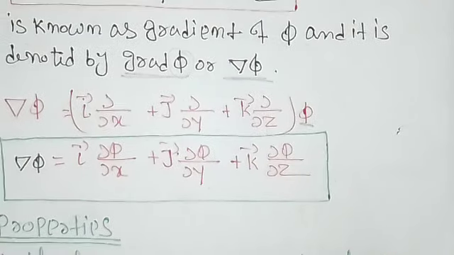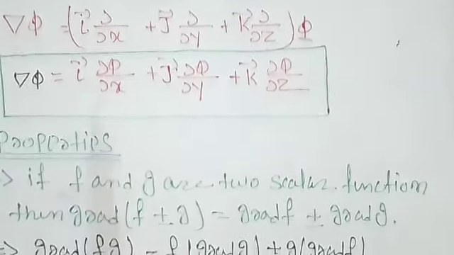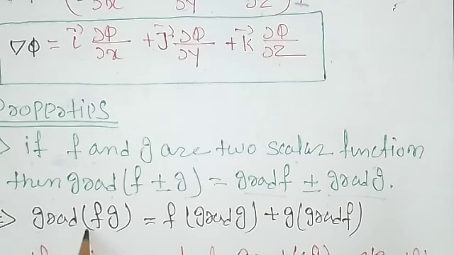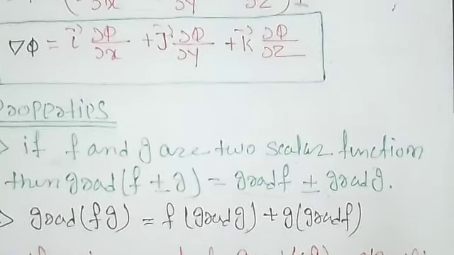Then there are the properties of the gradient of a scalar point function. You should know that if f and g are two scalar functions, then the gradient of f plus or minus g can be written as gradient of f plus or minus gradient of g. Similarly, for two scalar functions f and g, the gradient of the product is f of gradient of g plus g of gradient of f. These are very important properties which will be applicable while solving problems.